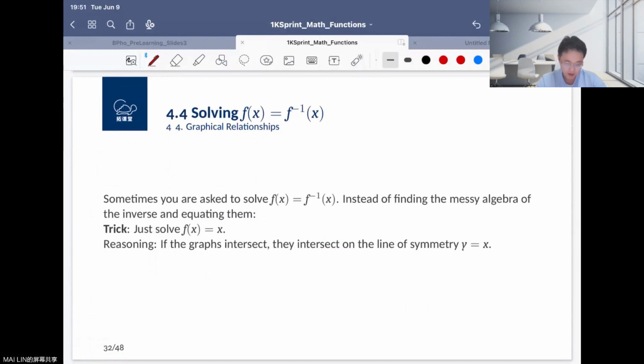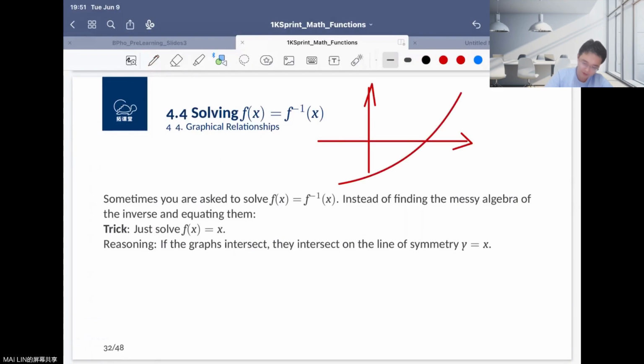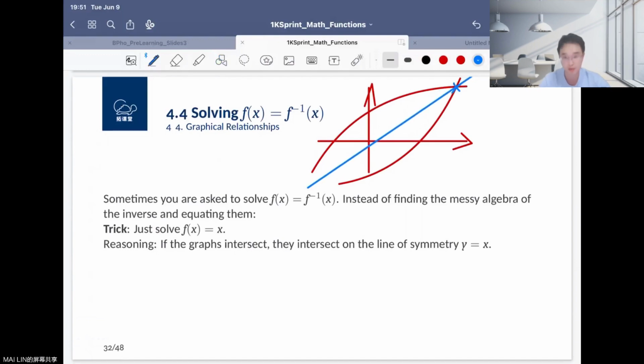If we have a question like solving f(x) equals f inverse function, you can first try to draw the graph here. Because f(x) and f inverse function are reflected in y equals x, the line and the two curves have the same intersection. So this equals finding the solution of f(x) equals x, because that is y equals x. Maybe here is f(x), here is f inverse x. They have the same intersection. That is how we can understand this.